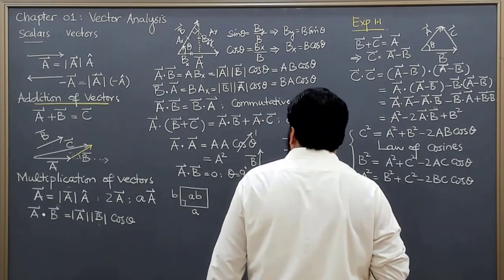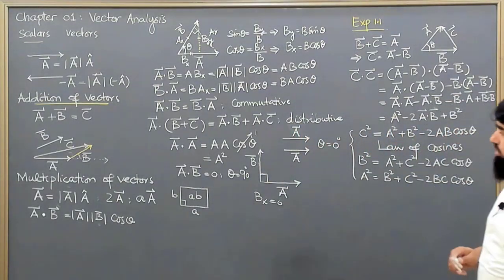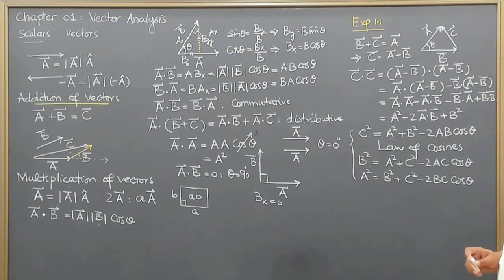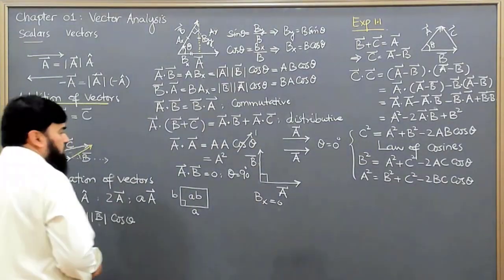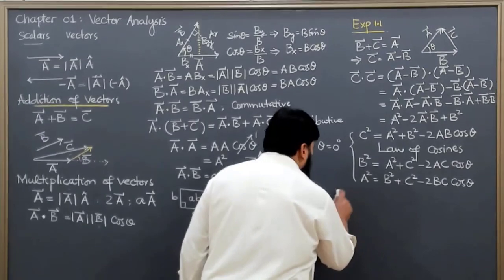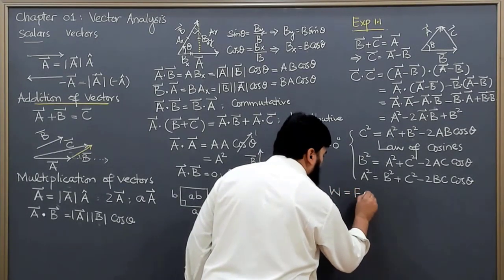And till this point, I think it is sufficient for the dot product. And now we will start with the discussion of the cross product. But before going to the cross product, let me say a few more things about the dot product. We know that a very good example of the dot product is work. Now work is equal to F dot S.